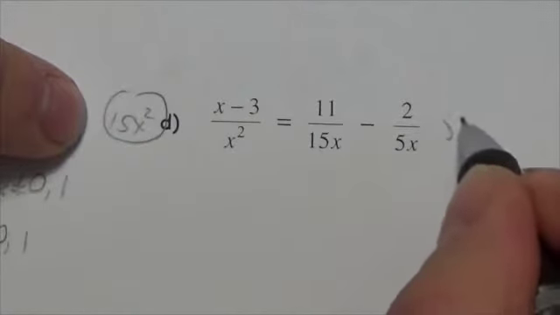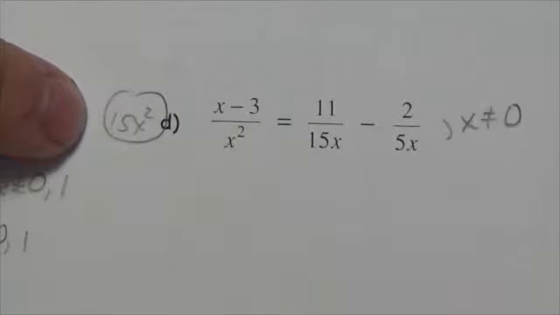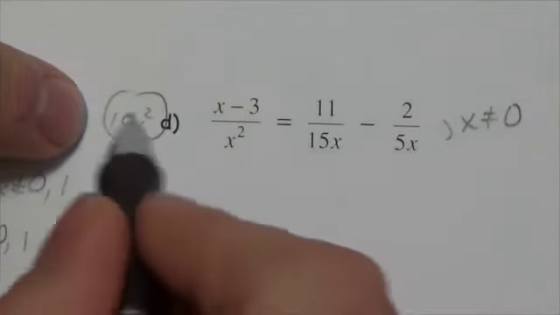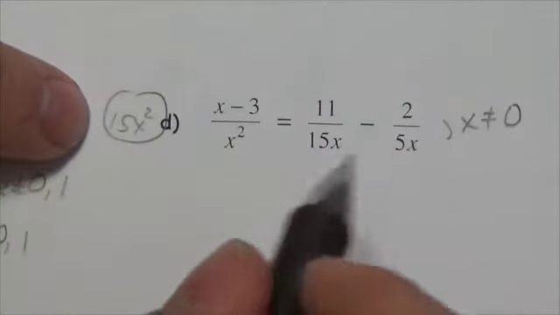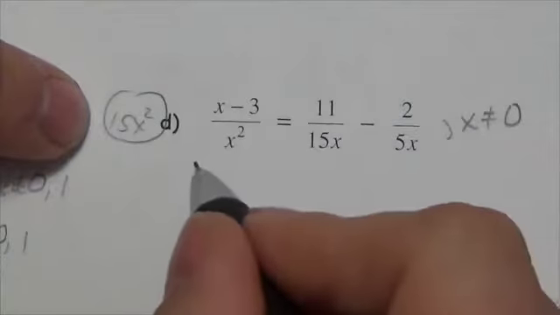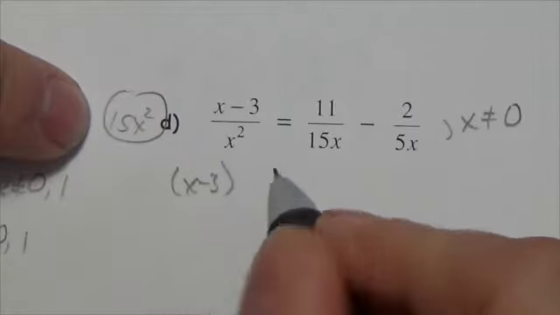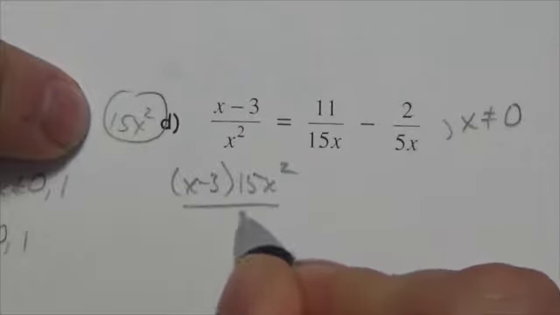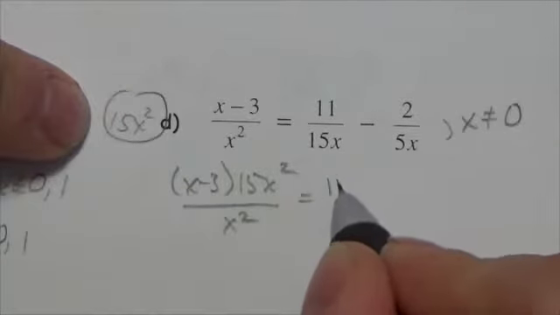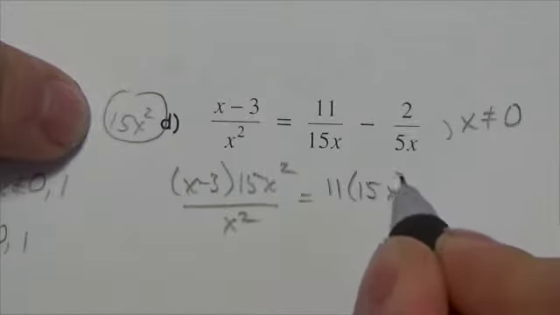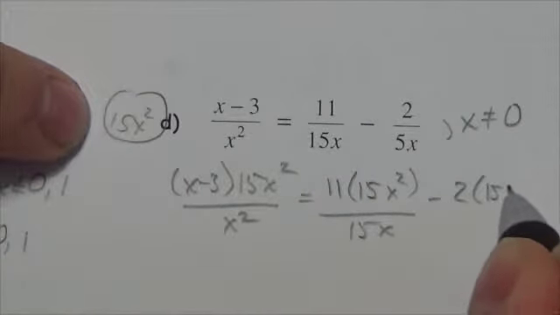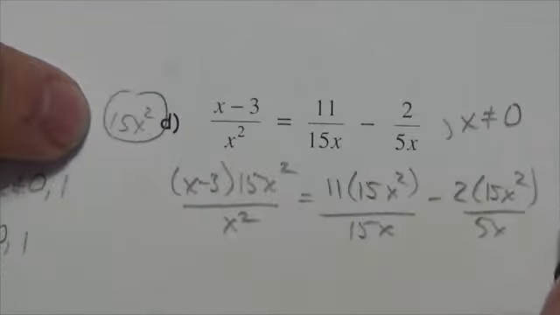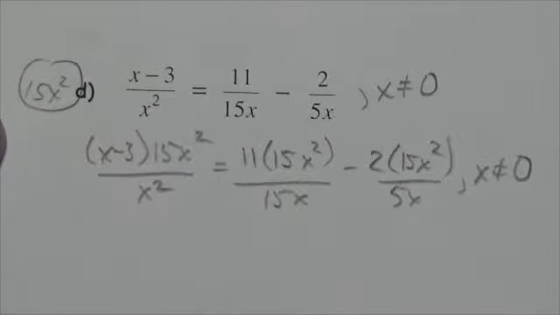So now the only non-permissible here though is that x can't equal 0, which is kind of nice. That simplifies that down a little bit. But now I'm going to multiply this 15x squared by all numerators. So this will become x minus 3 times 15x squared all over x squared will equal 11 times 15x squared all over 15x minus 2 times 15x squared over 5x, under the condition, whoops, it's off the screen, that x can't equal 0.